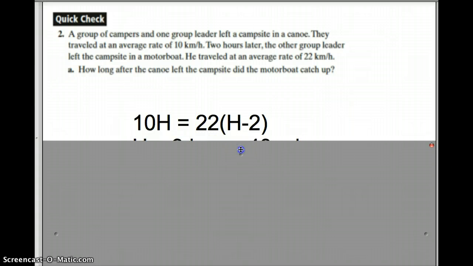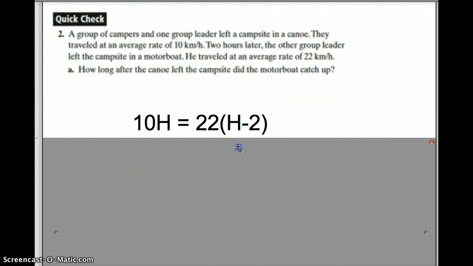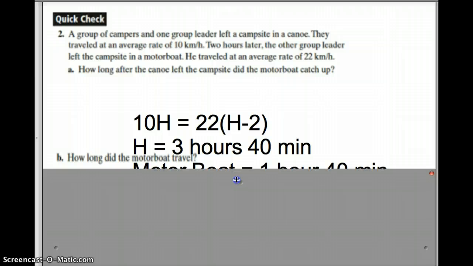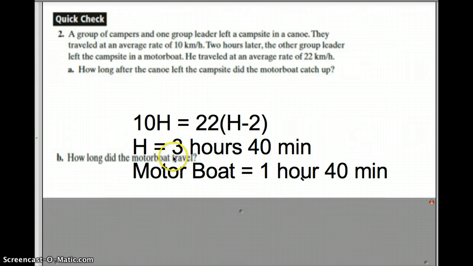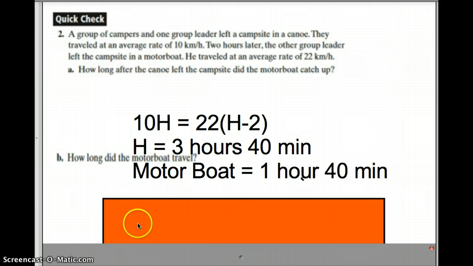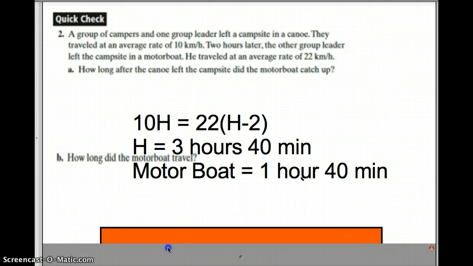Here is our quick check for campers, and their distances are equal. So we have a speed times a time, and again their distances are equal. So the one is going to be traveling at 3 hours and 40 minutes, whereas the motorboat is only traveling for an hour and 40 minutes. Okay, so that's it.